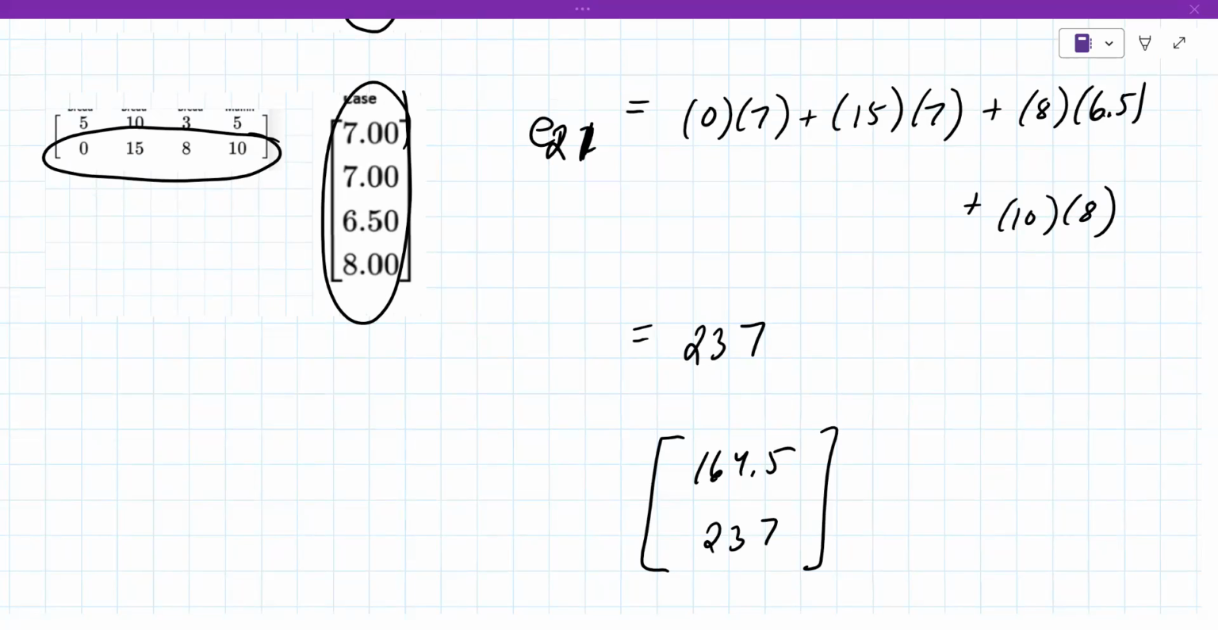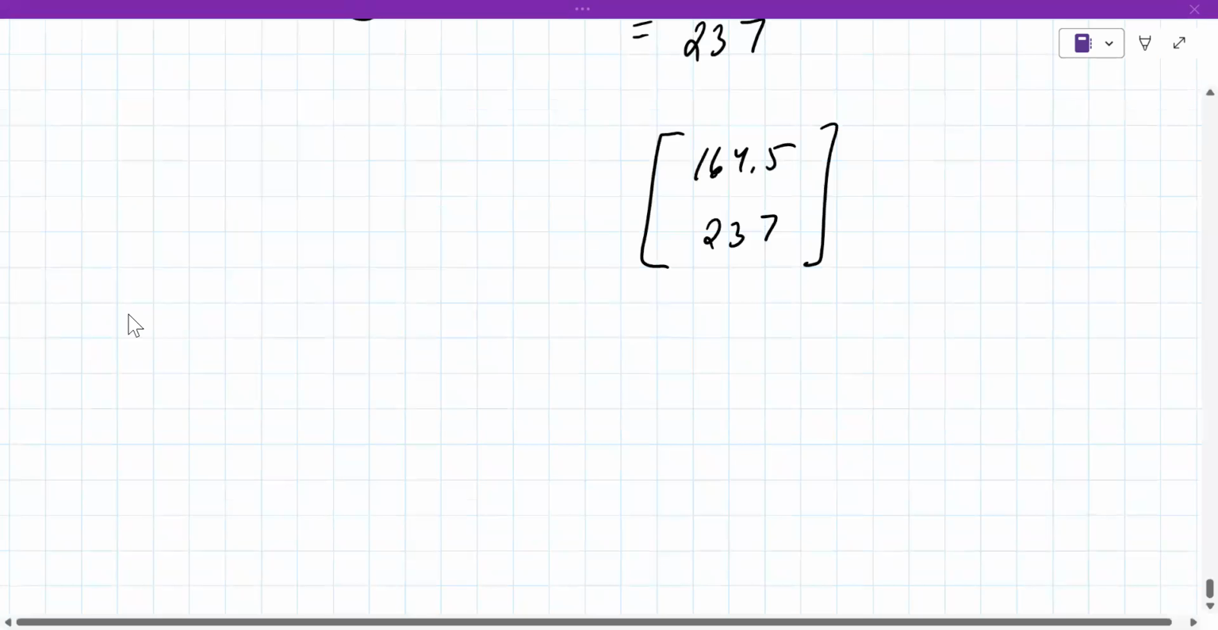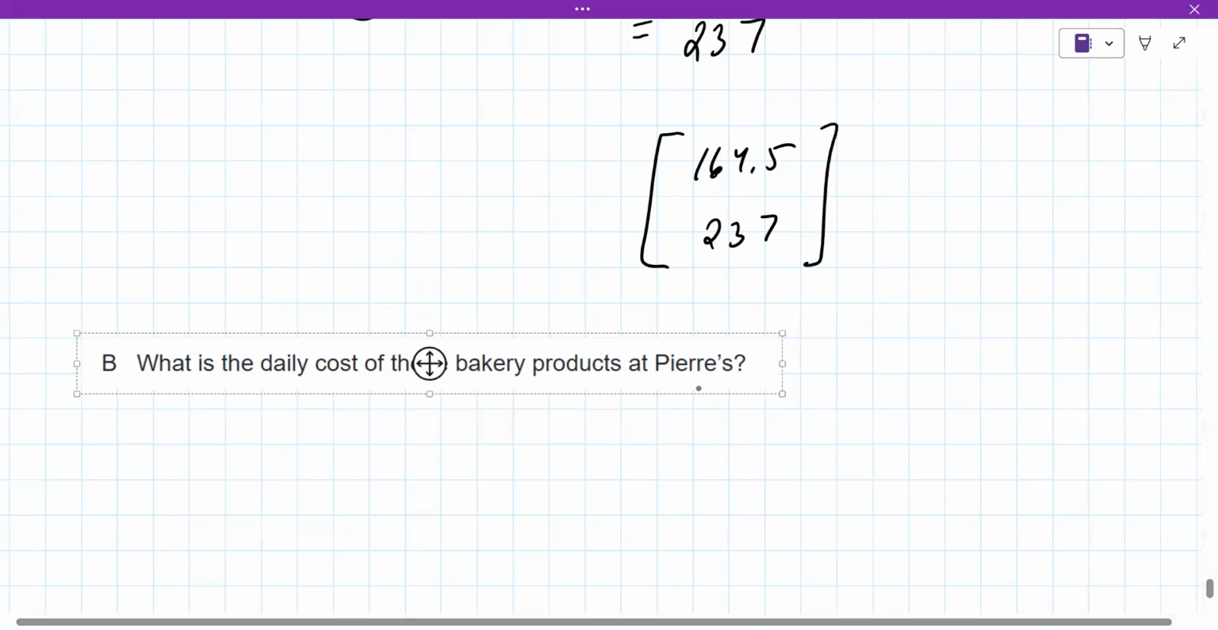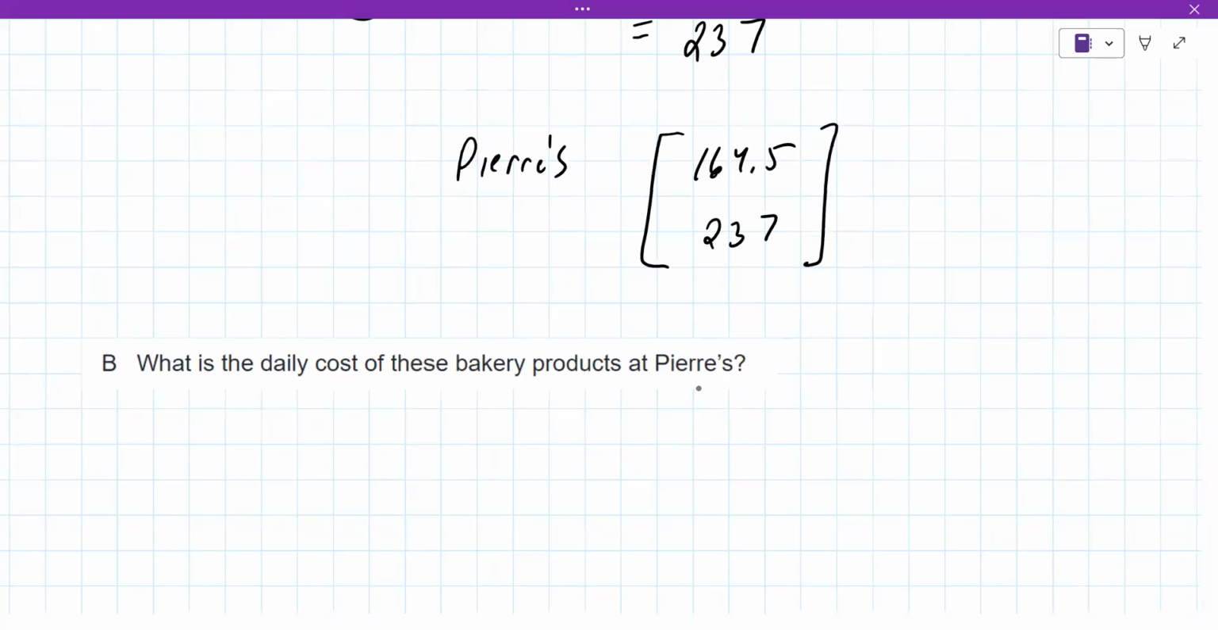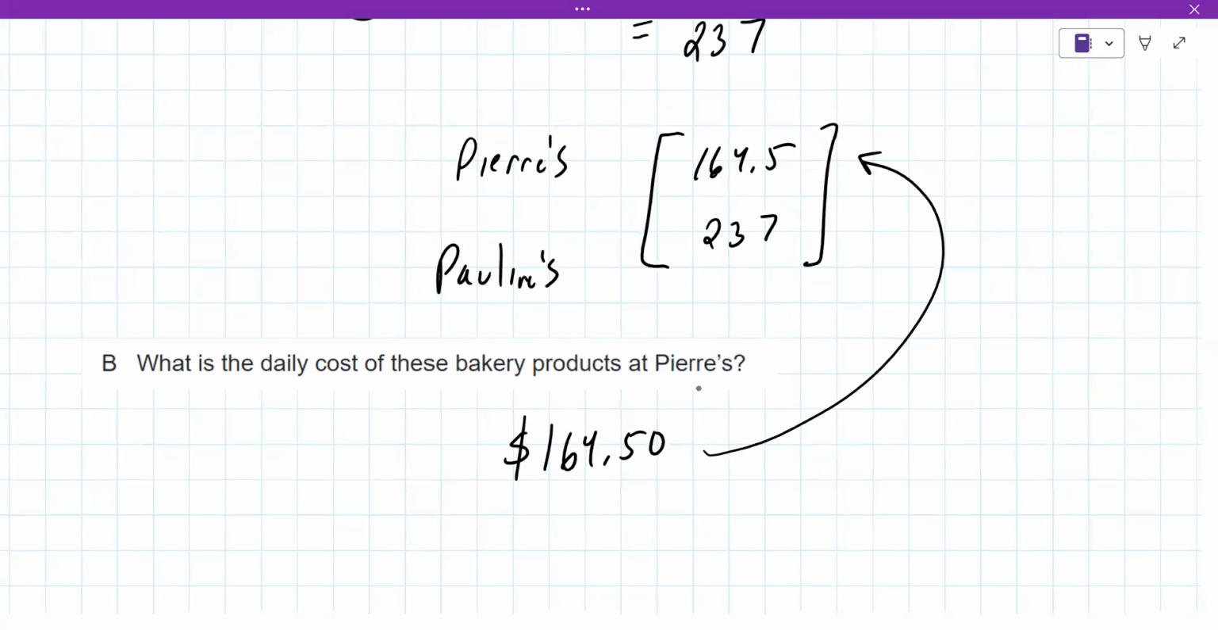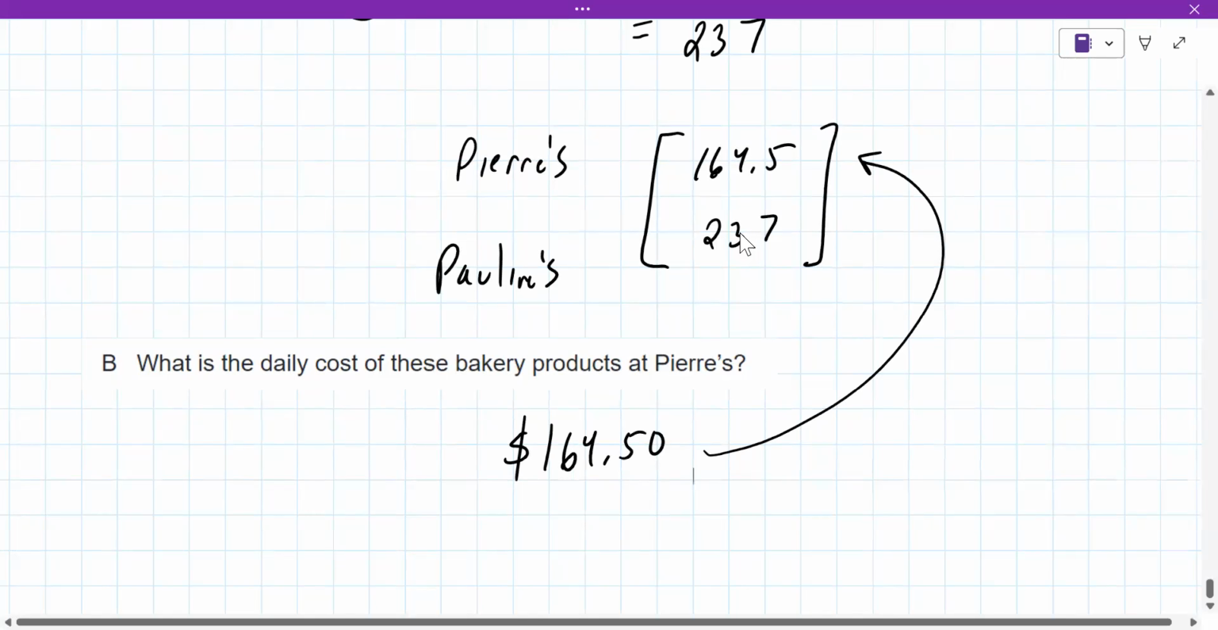Part B is to find the daily cost of the products at Pierre's. Pierre's is the first one, Pauline's is the second. So it's $164.50. You're just grabbing that number right there. The cost at Pauline's is $237. It's more because they have more of the more expensive breads, I suppose you could say.